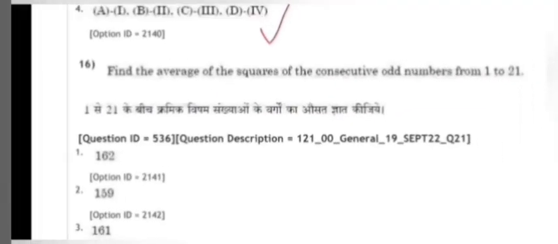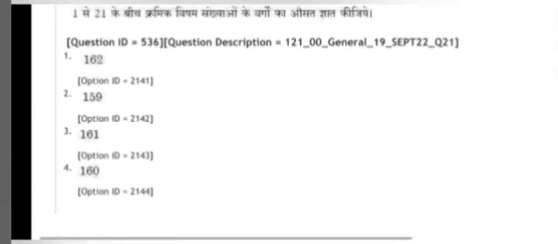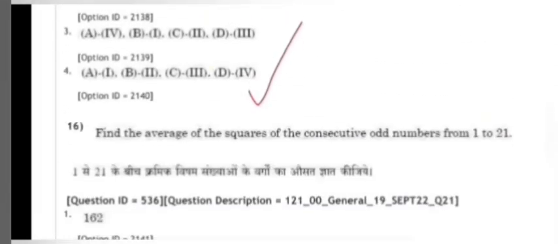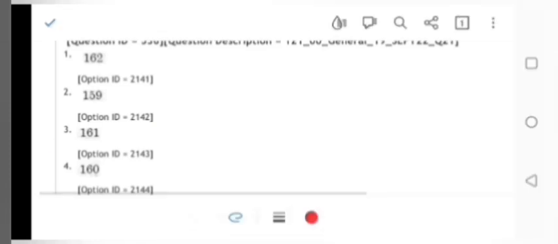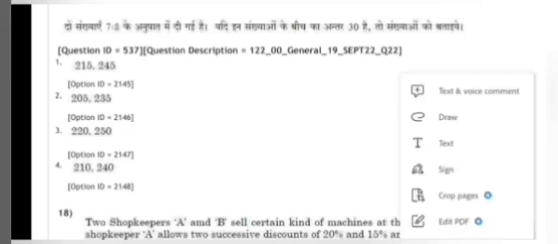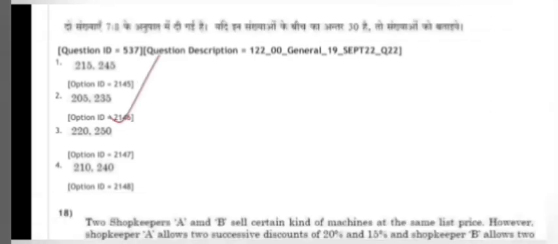Next, find the average of the squares of the consecutive odd numbers from 1 to 21. 1 to 21, right? So it will be 161. Next, two numbers are in the ratio of 7:8. If the difference between the numbers is 30, then find the numbers: 215, 245; 205, 235; 220, 250; 210, 240. It will be 205 and 235, no other thing.